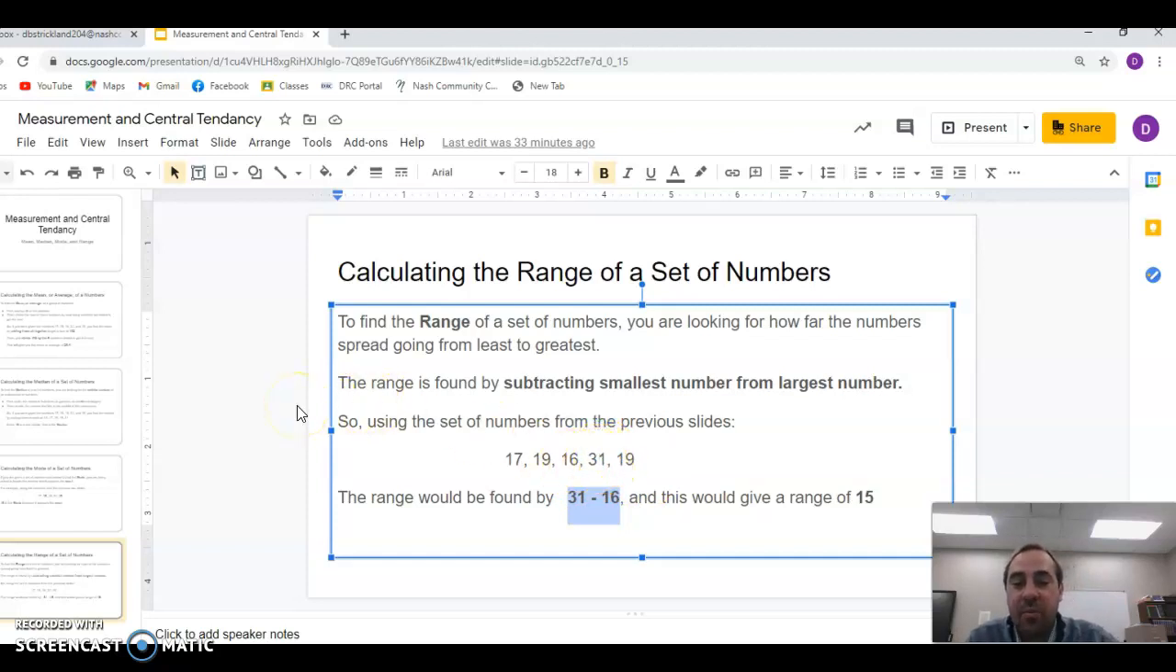After this, I'm going to have some practice up here for y'all to get used to working with mean, median, mode, and range. Because like I said, you're going to see this on more than one of the tests. So it's good to be prepared for that.